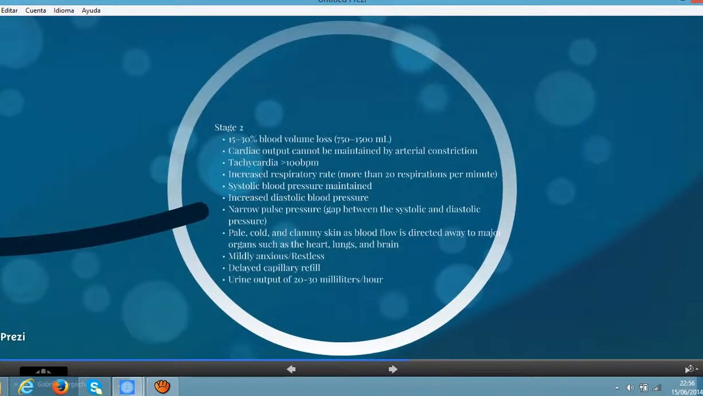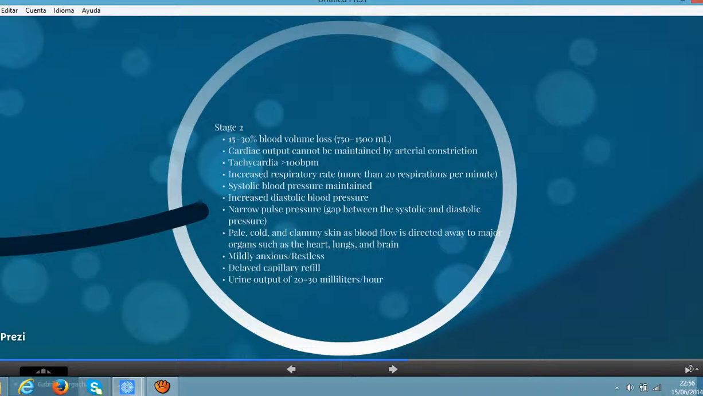In stage 2, we can include that 15 to 30% of blood volume loss is more than in stage 1. Cardiac output cannot be maintained by arterial constriction. Tachycardia is increased above 100 beats per minute. Increased respiratory rate, more than 20 respirations per minute.